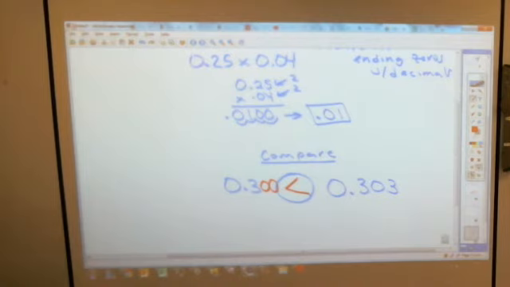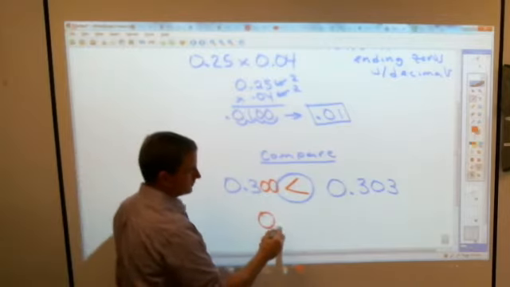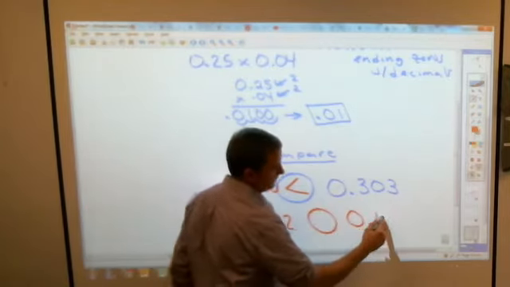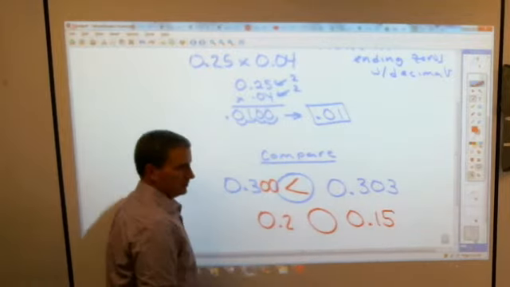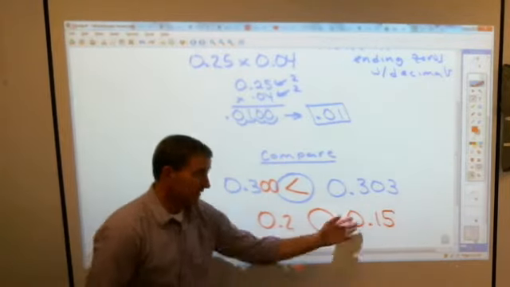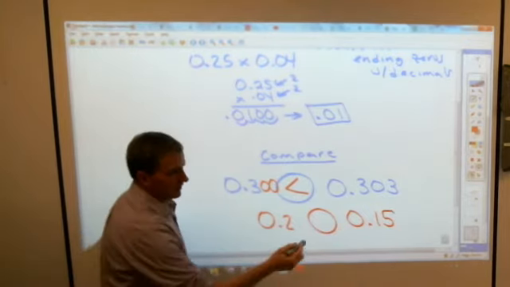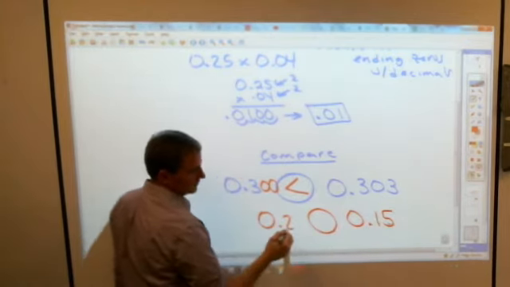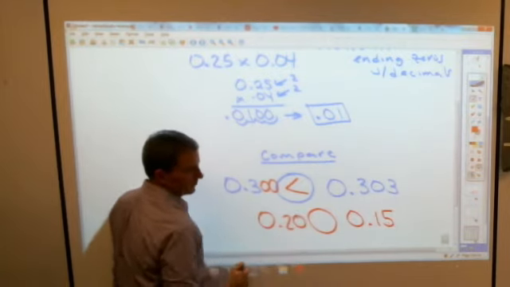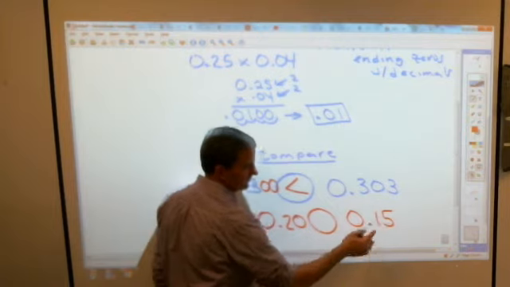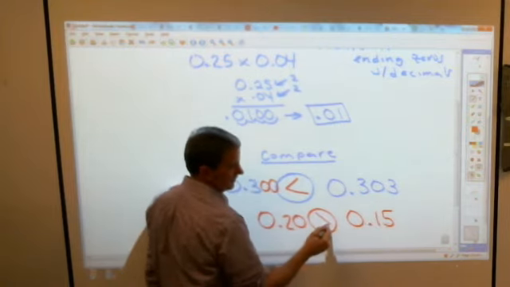But a case when maybe that doesn't work out is this. What's bigger? 0.2 compared to 0.15. You look at that and you go, well, that's a 15 and that's only a 2. The 15 is bigger, but you can't do that with decimals because this has 2 places after the decimal, so this one you need to put another 0 to think about it like that. This is actually 20 and this is actually 15, so this is bigger.